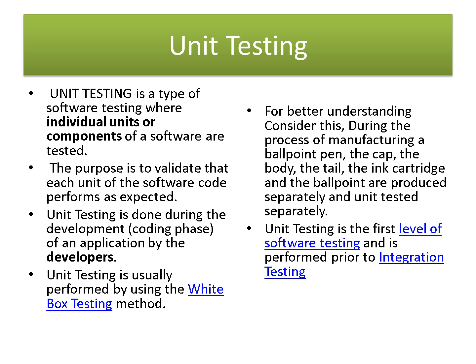The purpose is to validate that each unit of the software code performs as expected. Unit testing is done during the development or coding phase of an application by the developers. Friends, though the name indicates unit testing, it is done by the developers because in this unit testing, each and every line of the code is validated.